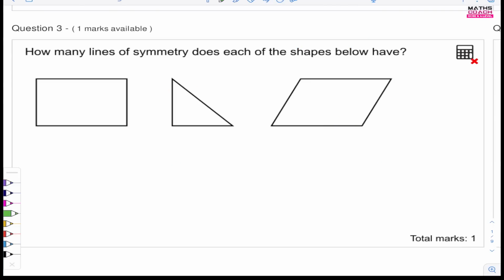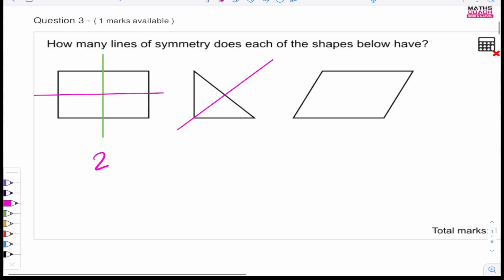Question 3. How many lines of symmetry does each of the shapes have? So a line of symmetry is simply to draw a line in the middle like that, and each side has to reflect the other side. So there's one there that I've just done for you. Another one that you have is going across like that. Okay, so it's got 2 lines of symmetry. The next one, we have a triangle. We can draw a line right there. So this has 1 line of symmetry.